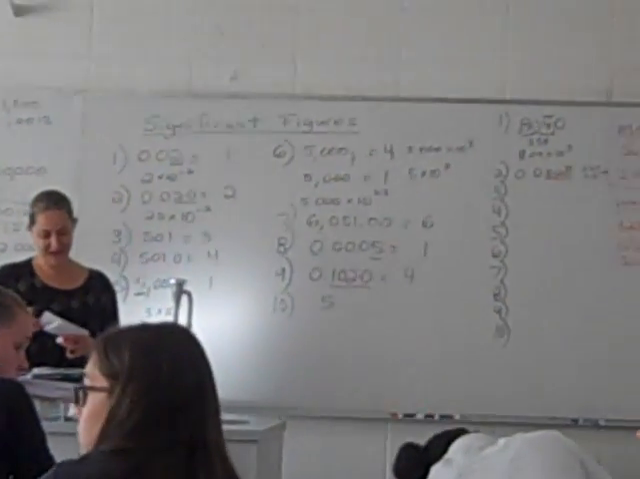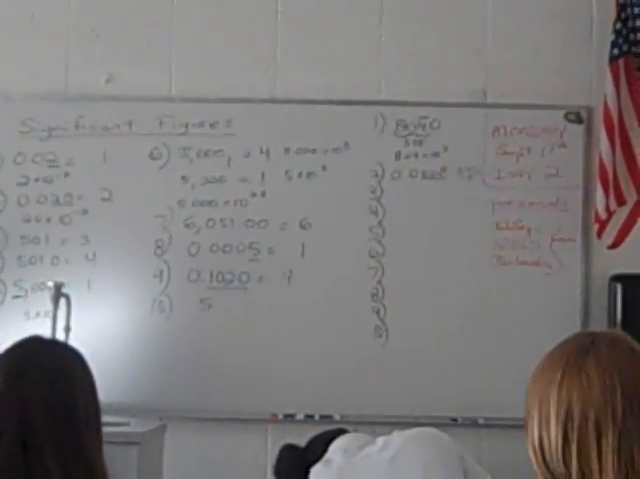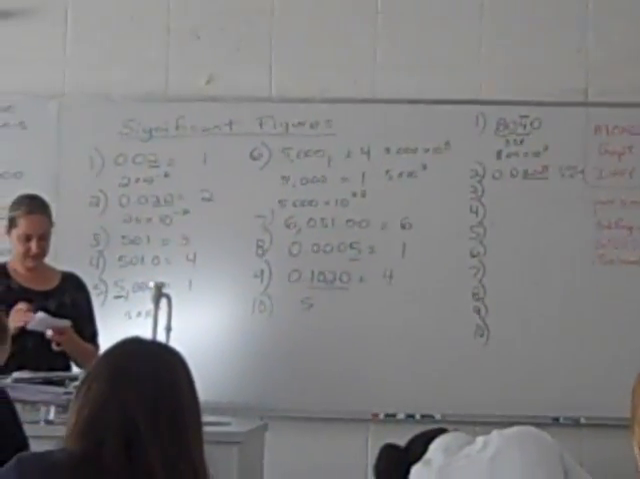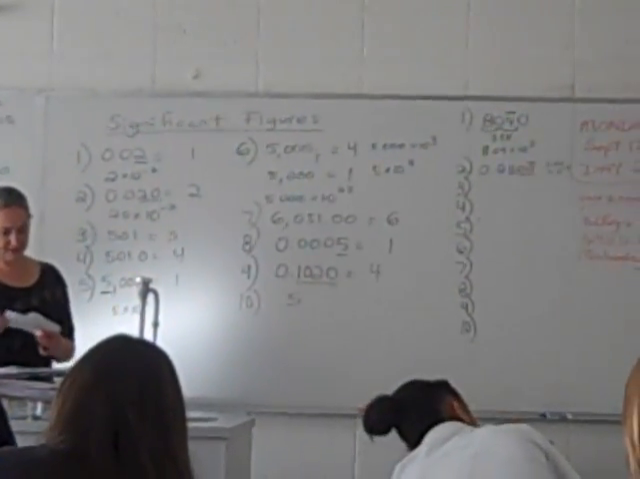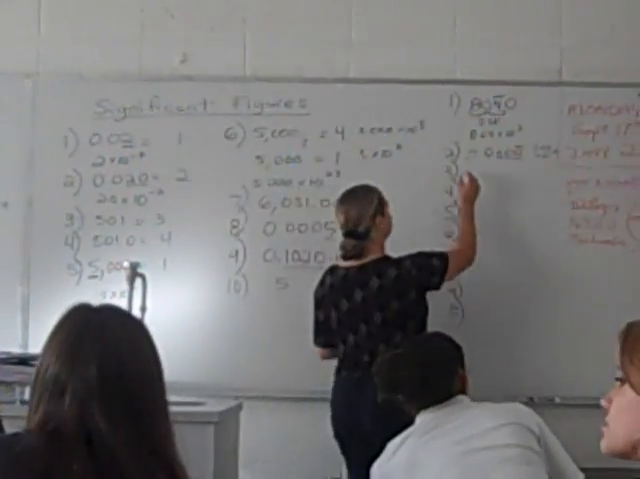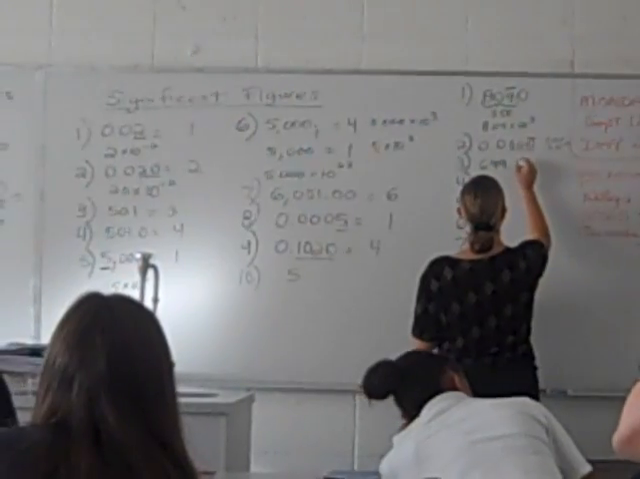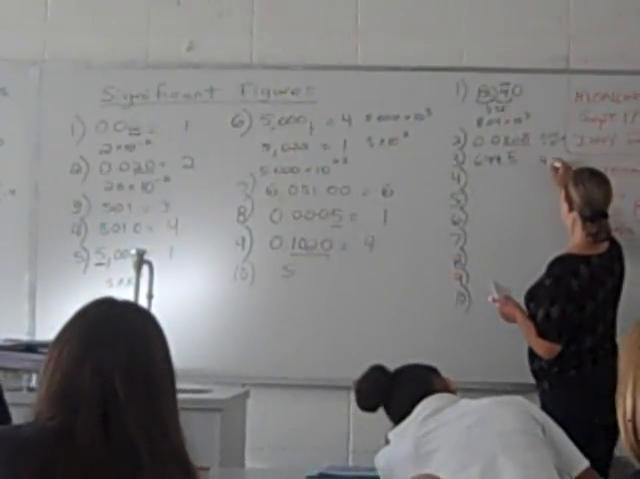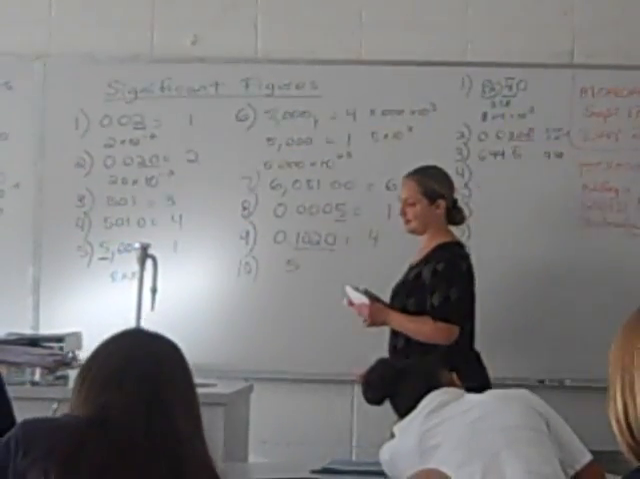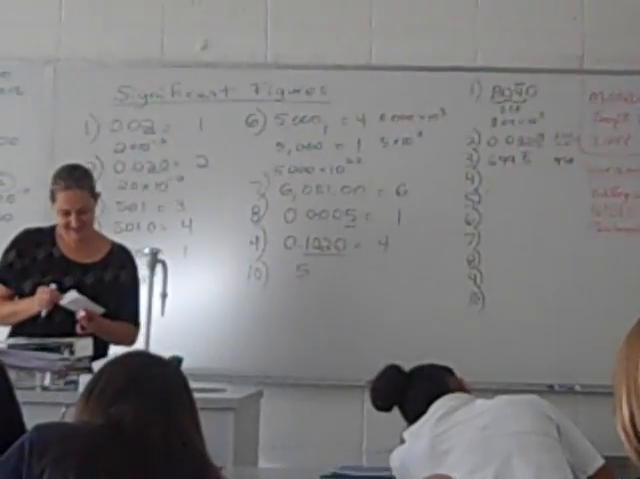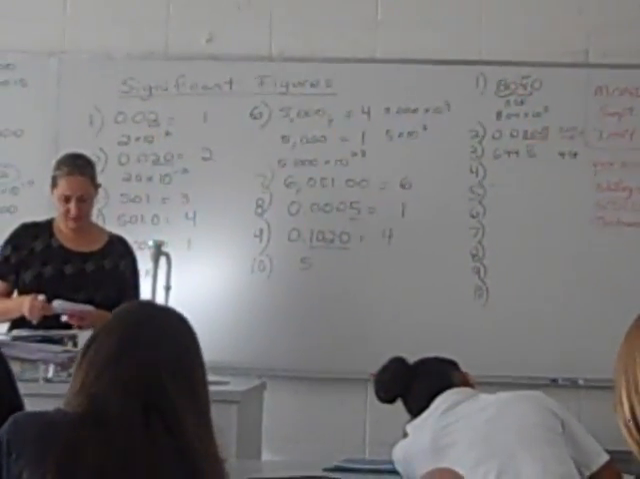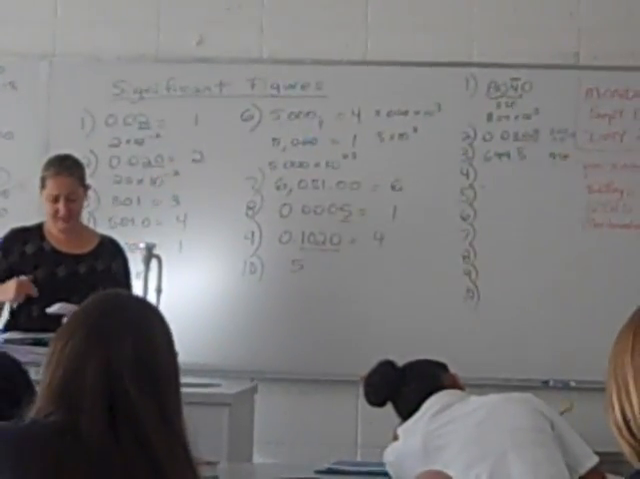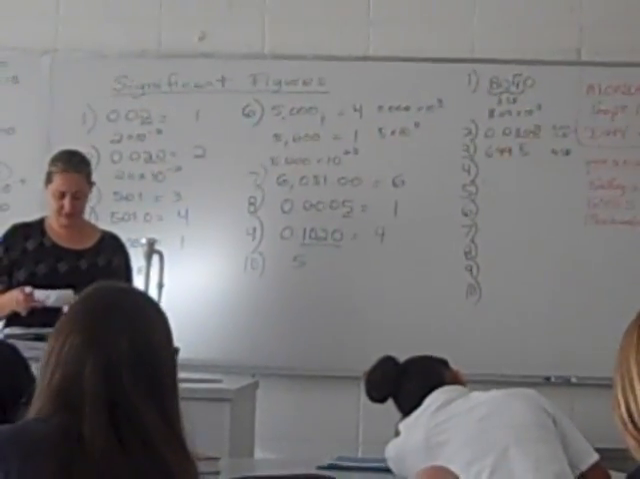Next we have 699.5. Tom, what's the last significant figure there? 5. The 5, because how many significant figures are there? 4. Good. All of those are significant. Okay. All right, now, scientific notation is set up to include all of the significant figures.